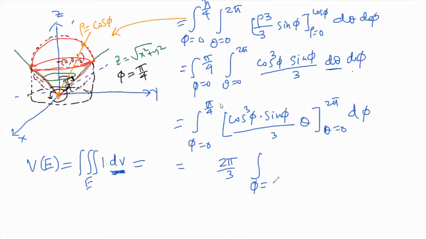Now integrating 0 to pi over 4 cosine cubed phi sine phi d phi. And you know how to integrate this. You need to do u-sub, right? What would be u? Anybody remember how to do that? How to do this kind of integral? What would be u? Did you guys pass Calc 2, right?